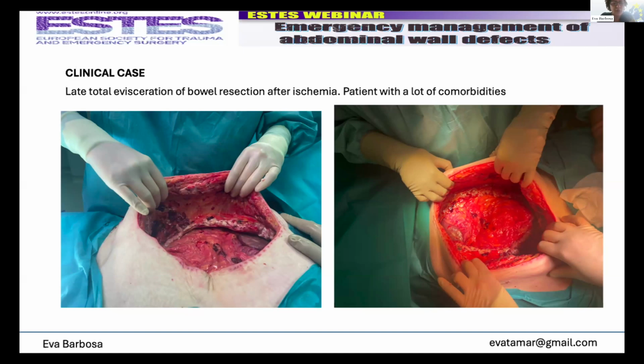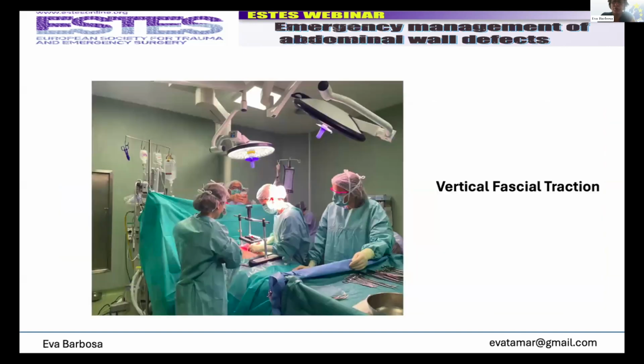It was not a patient that we could wait a long time, because it would be really bad for her. And if we waited a long time to close the abdomen, or on the other hand did a planned ventral hernia, it was that kind of patient that we would never repair the hernia because she had such high comorbidities. So in this case, we decided on vertical fascial traction, and we applied it in the OR.